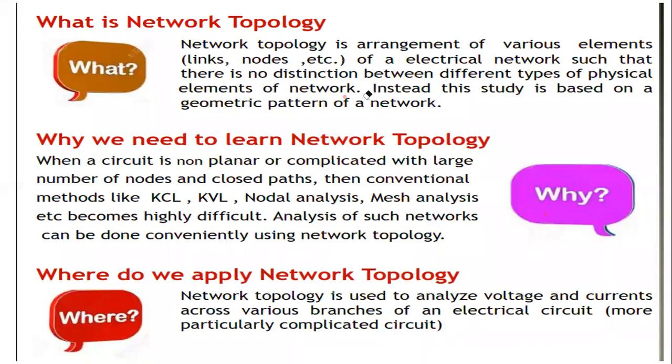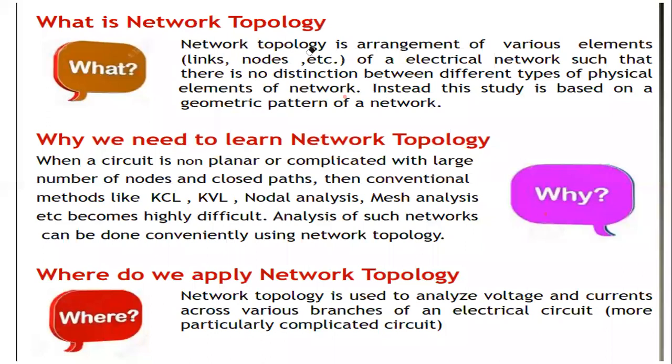It is basically the arrangement of various elements of an electrical network such that there is no distinction between different types of physical elements of the network. So we just go for the element, but what element it is doesn't matter to us. Whether it is a capacitor, inductor, or resistor, it's not a problem for us. Whether it is a voltage source or current source, no problem at all. The main thing is everything will be called an element, and each element will make a branch.